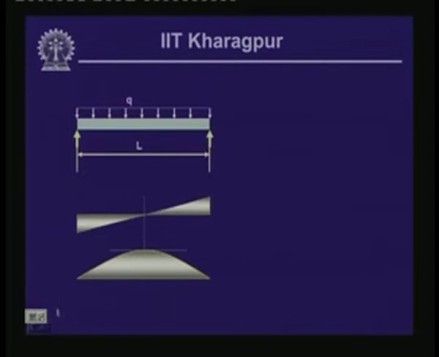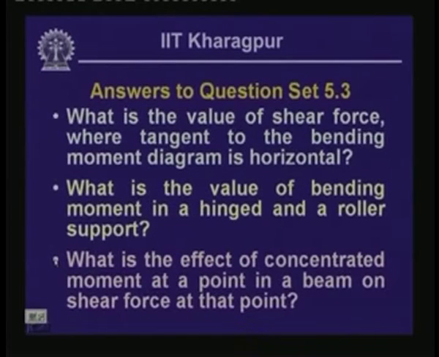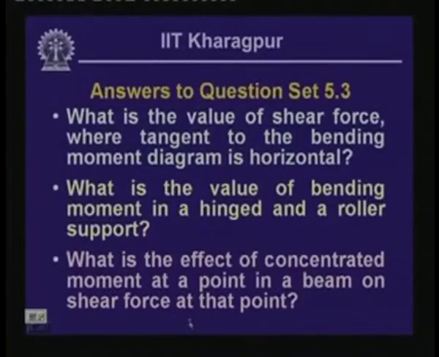Now, let us look into the last question, which is: what is the effect of a concentrated moment at a point in a beam on the shear force at that particular point. We have looked into the effects of the distributed load in the beam, and the effect of a concentrated load at a point, how it affects the shear force and the bending moment on either side. Now, in a beam at a particular point, if there is a concentrated moment, how does that affect the shear force at that particular point.